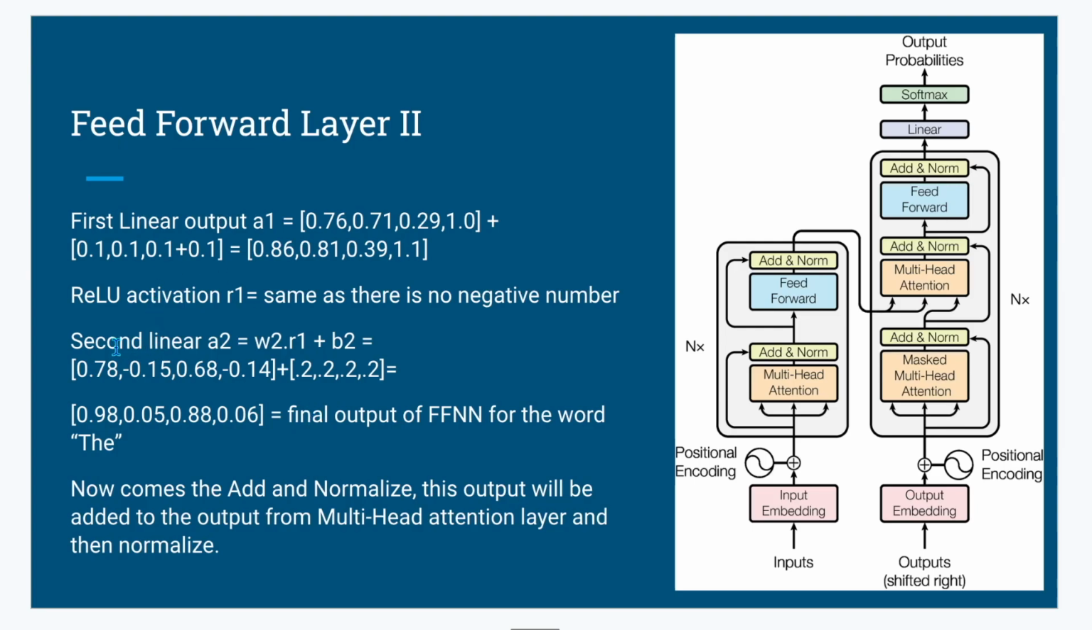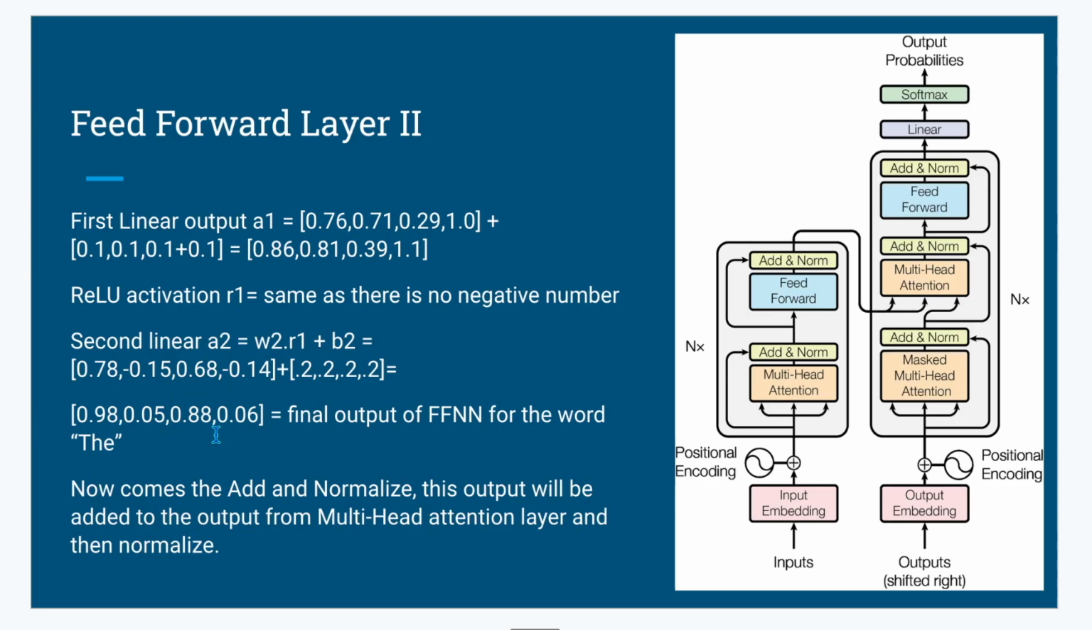Now go with the second transformation, the second linear transformation, that is compression. So W2 into R1 plus bias. R1 is the result from the ReLU function. That is going to be multiplied by W2, which is another matrix for compressing the resulting vector. Once we calculate this, the resulting value gets compressed to a 4-dimensional vector. Okay, so this is the result here for the feed forward. This is not the final result.